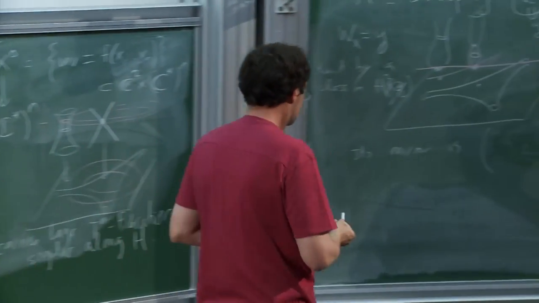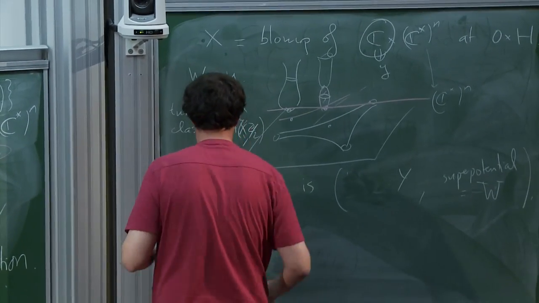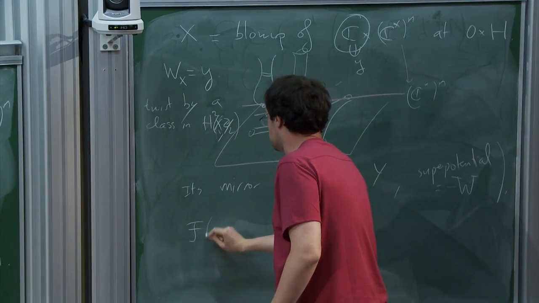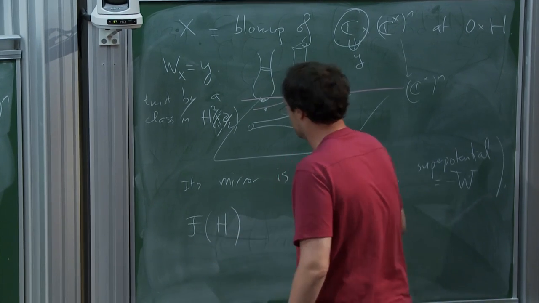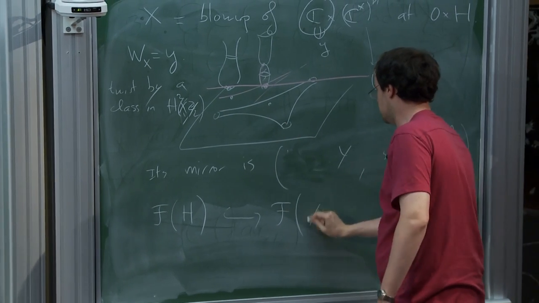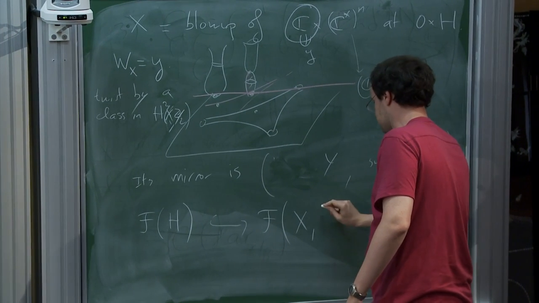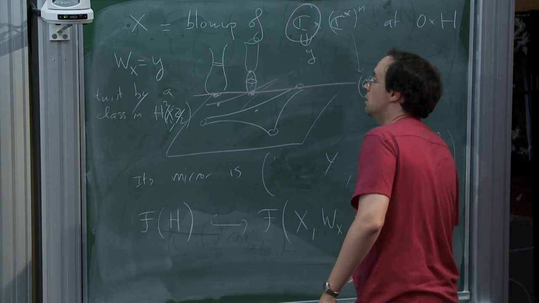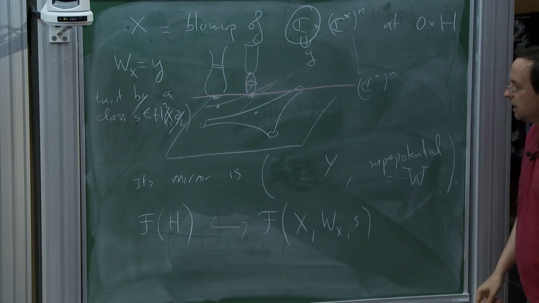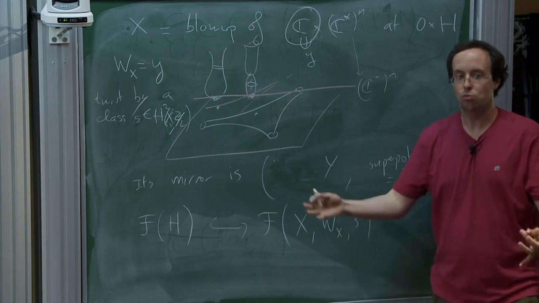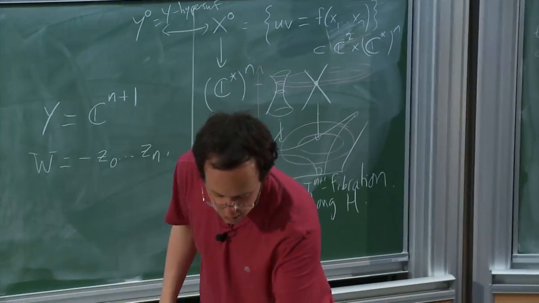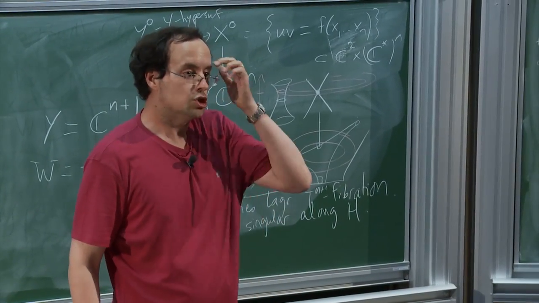So there's good evidence for some of it, most of it is not written up in full detail, that there should be a functor from the Fukaya category of H to the Fukaya category of this thing. And that functor should be almost an equivalence. At least we are hoping it's an equivalence. We don't know how to prove that yet. Sorry, it's an equivalence up to a shift.